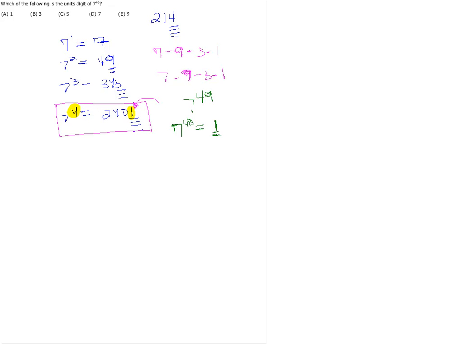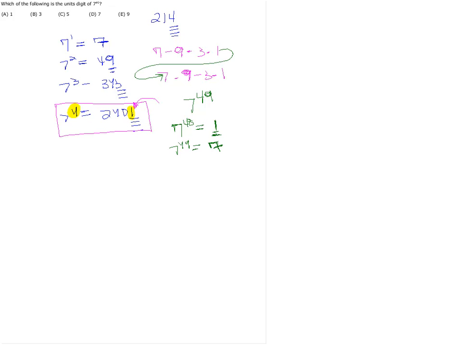So how does that help us? Well, if you think about it, the pattern goes from a 1 to a 7 because it goes 7, 9, 3, 1, 7, 9, 3, 1, on and on. So if 7 to the 48 has a unit digit of 1, therefore 7 to the 49 must simply be one more progression in the pattern, and that means we'll have a unit digit of 7. Okay, so the answer here is D.